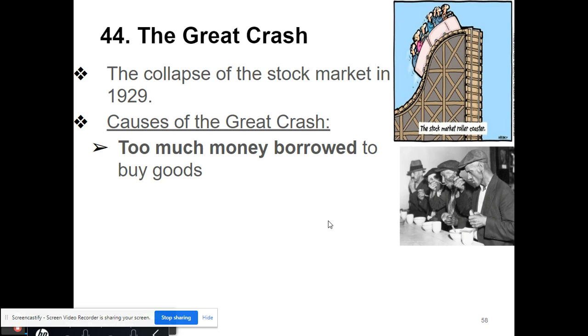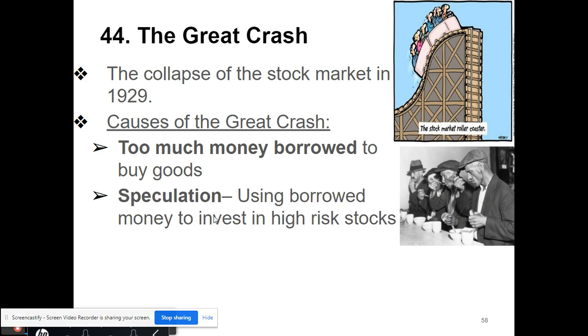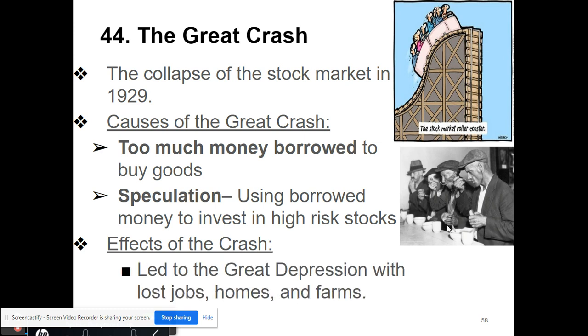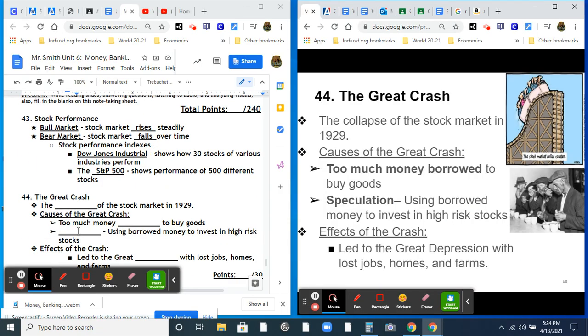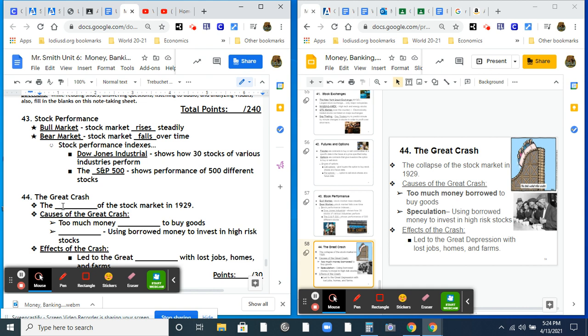Here you see hungry people in a soup line that were once proud working folks that had money. But the crash caused a lot of unemployment. Another reason why it happened was speculation, too much borrowing money to invest in high risk stocks, not the blue chip risk. The effects of the crash, you had high unemployment rates, people lost their jobs and homes and farms, and it was awful. All right, that's the last note. Good job.